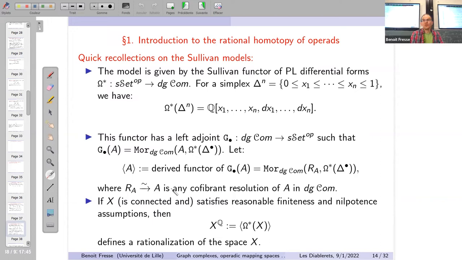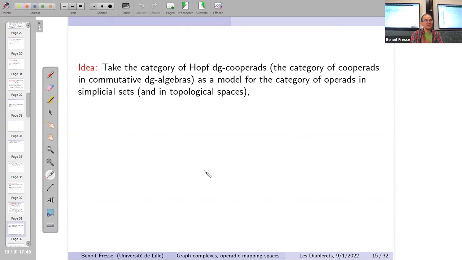The Sullivan model associates a DG commutative algebra to a simplicial set. So to get an operadic upgrading of this model, the wish is to have a model which associates a coperad, the structure which is dual to operad in the categorical sense because of the contravariance of a functor, so a coperad in the category of commutative DG algebras. In what follows, I call this structure an OPF DG coperad.